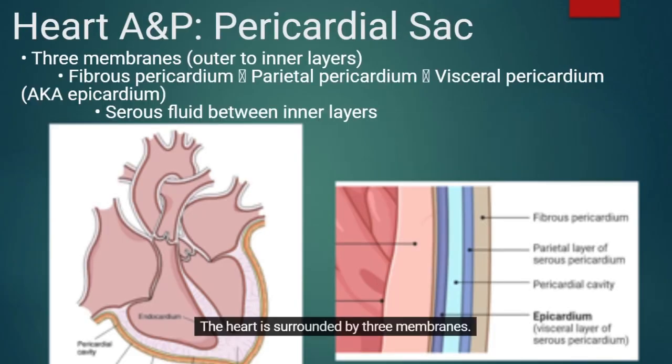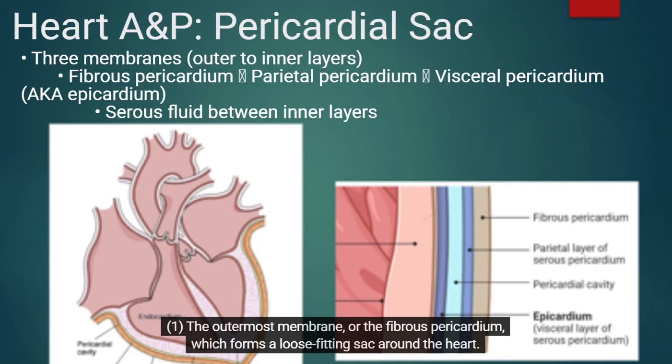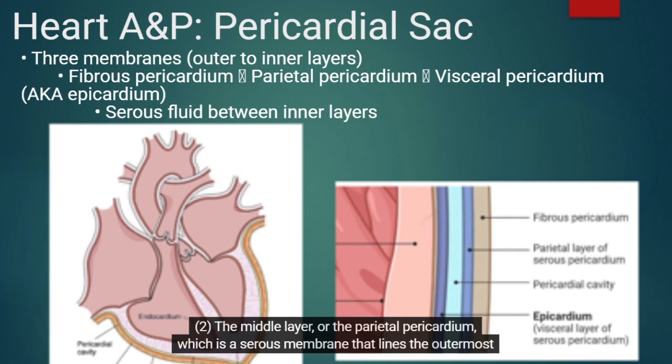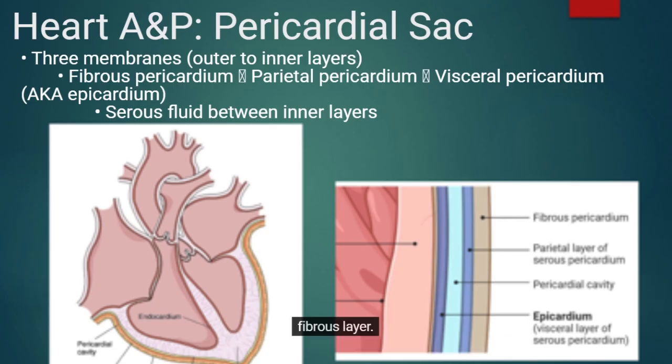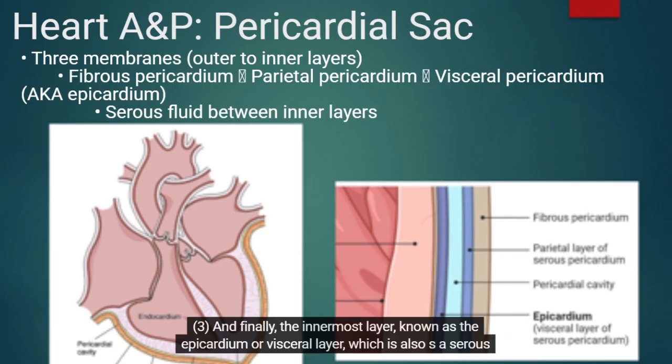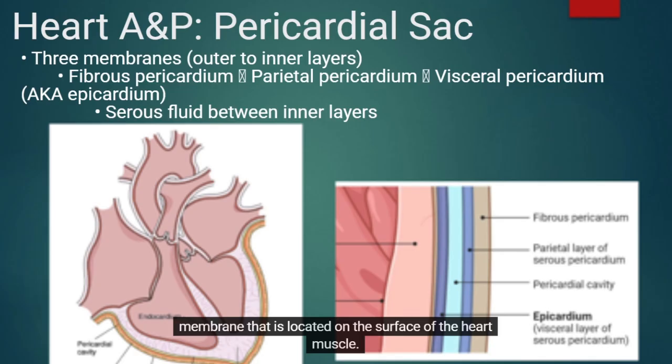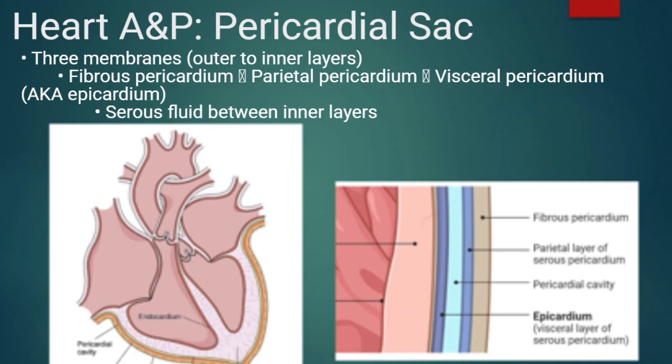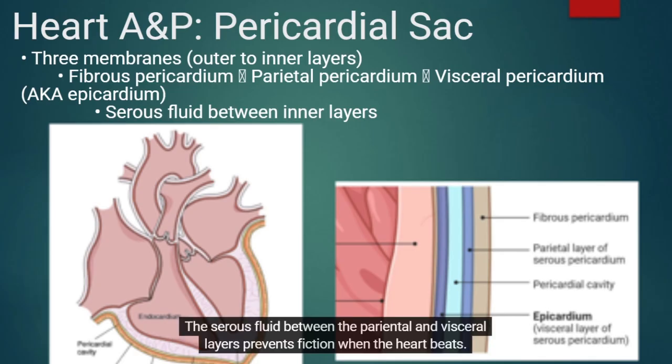The heart is surrounded by three membranes. One, the outermost membrane, or the fibrous pericardium, which forms a loose-fitting sac around the heart. Two, the middle layer, or the parietal pericardium, which is a serous membrane that lines the outermost fibrous layer. Three, and finally, the innermost layer, known as the epicardium or visceral layer, which is also a serous membrane that is located on the surface of the heart muscle. The serous fluid between the parietal and visceral layers prevents friction when the heart beats.